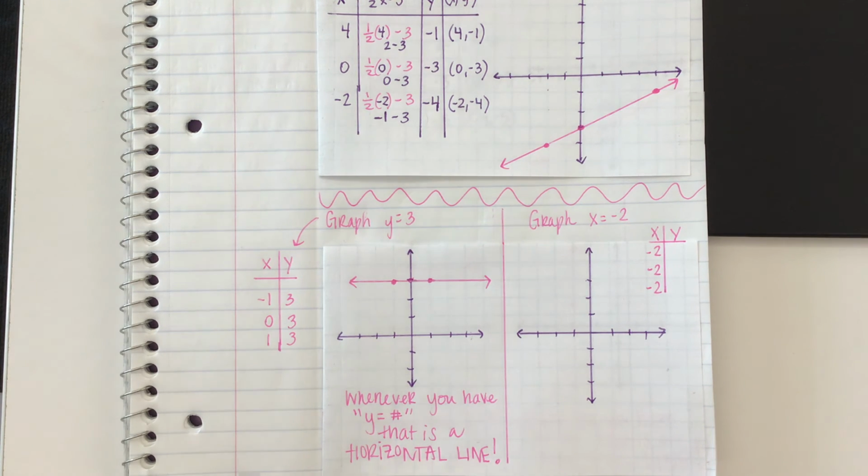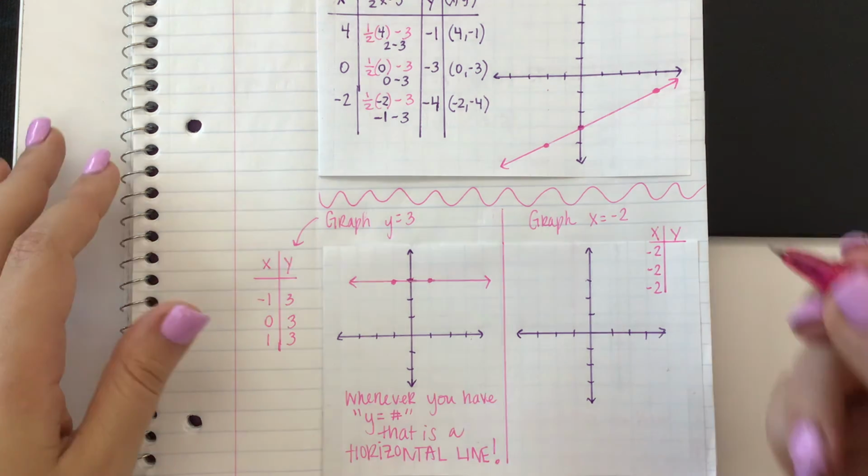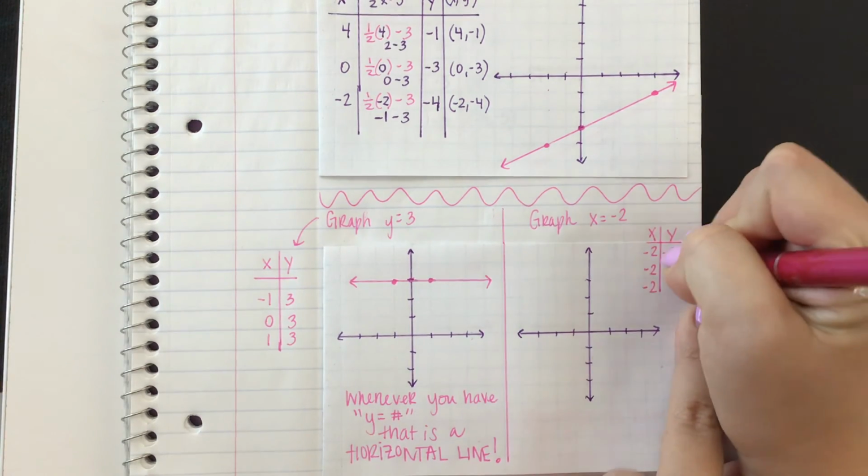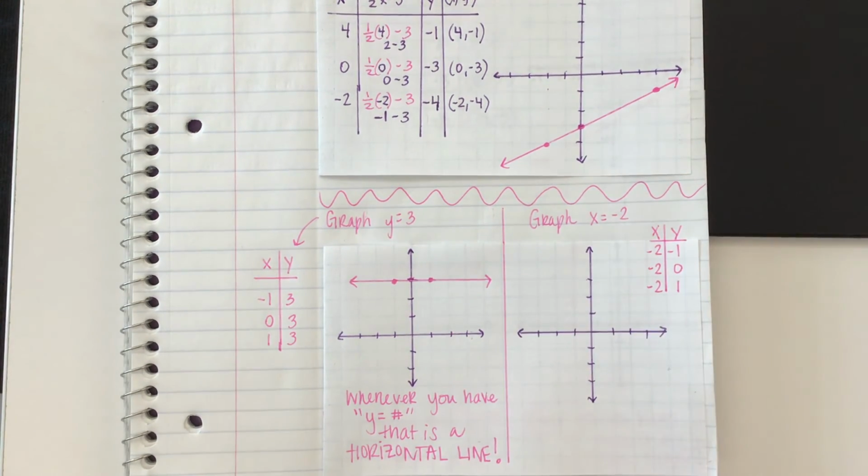Next, graph x equals negative 2. This one is slightly different because we have an x, but we don't have a y. It's the same thing, though, as this one right here. You know that x will always equal negative 2, so it doesn't matter what you plug in for the y values. X will always equal negative 2. So it does not matter what you plug in for the y values. You can literally plug in whatever you want.